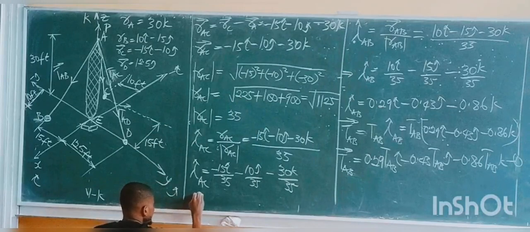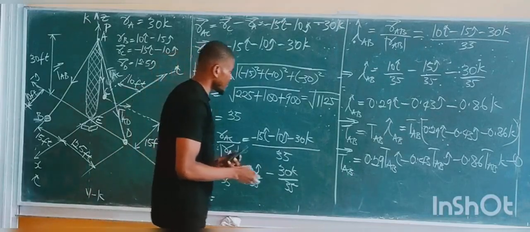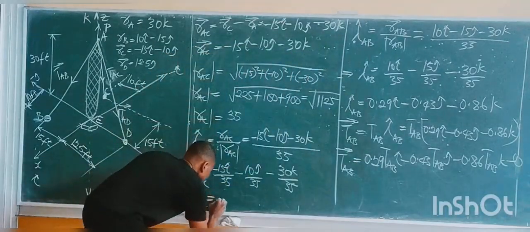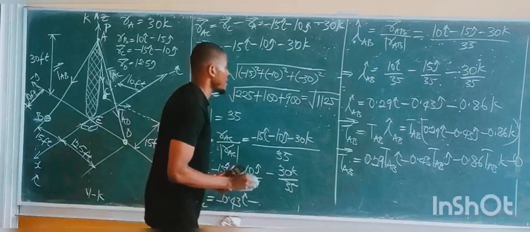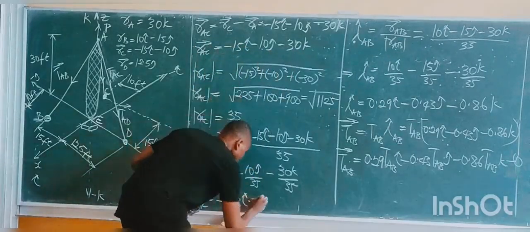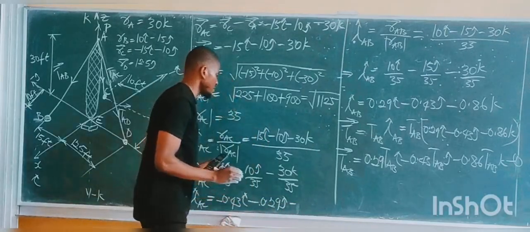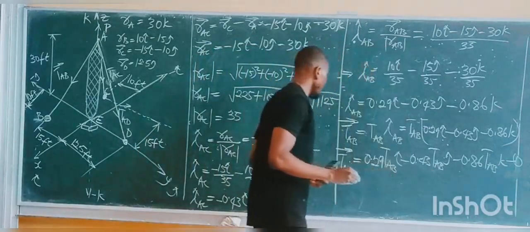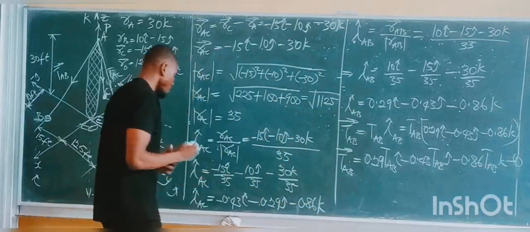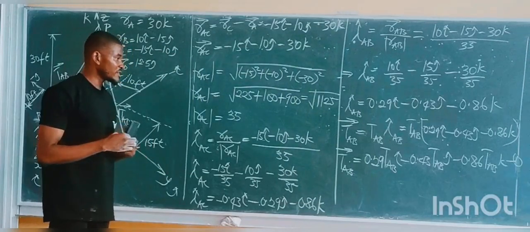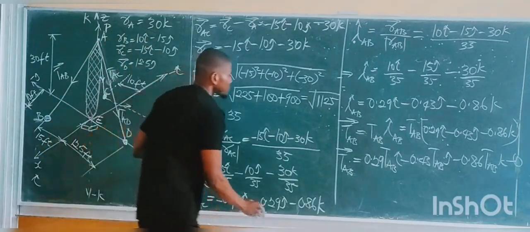So we are going to obtain the unit vector in cable AC as minus 15 divided by 35, that is minus 0.43 I, minus 10 divided by 35, minus 0.29 J, finally minus 30 divided by 35, minus 0.86 K. After obtaining the unit vectors, the next thing to do is to find the position vector of tension in cable AC. So we'll also do that.